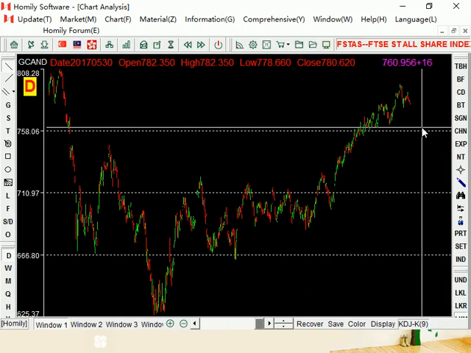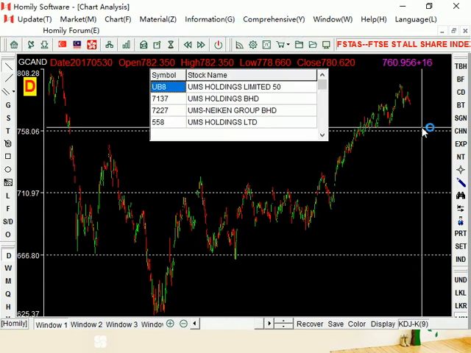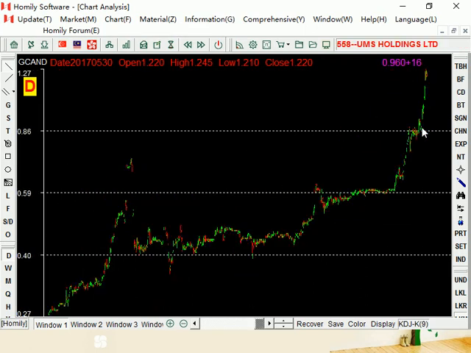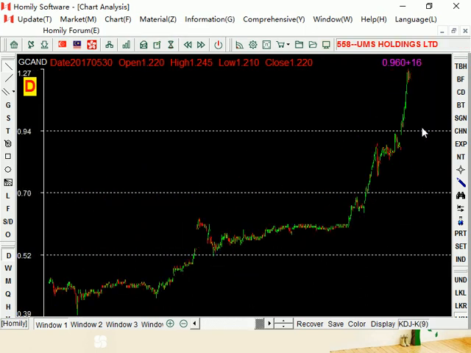Firstly, I give you one stock, then you can tell me whether this banker is short term or long term. So let's see this one. Is this a long term banker or a short term banker?